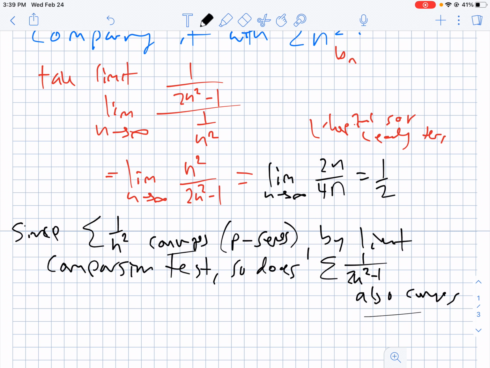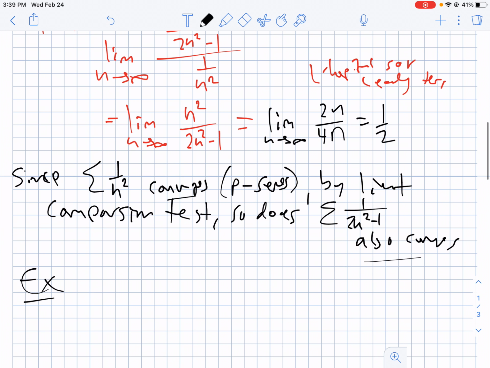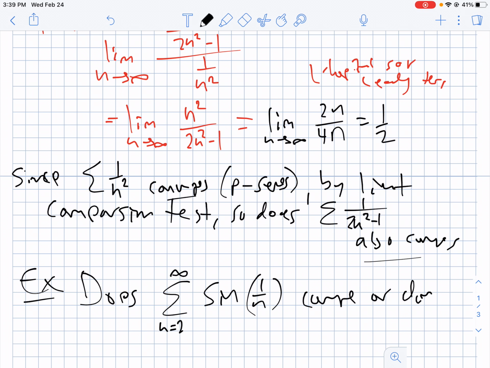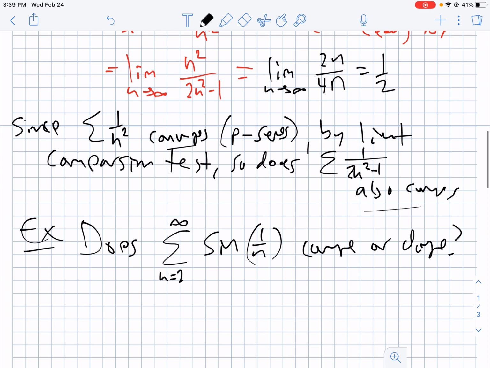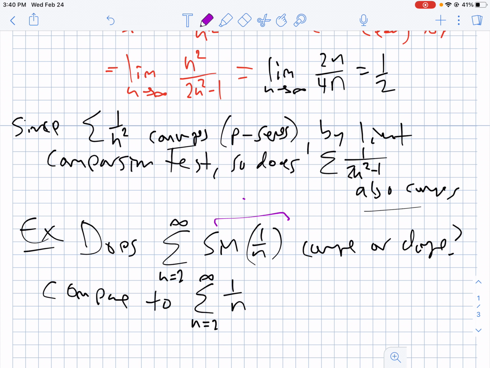Let's look at another example like this. So this is one where you are going to need to use L'Hopital's rule. So I'm going to ask you the question, does the series of sine of 1 over n, let's say from 2 to infinity, although the starting point doesn't matter, converge, or does this series diverge? And what we're going to do is compare it to the series of just 1 over n by itself. So again, when we think about our notation, this is my a sub n right here, this is my b sub n right here.